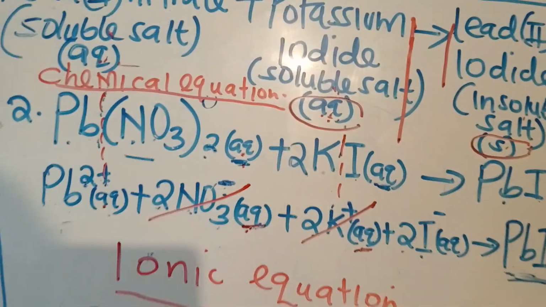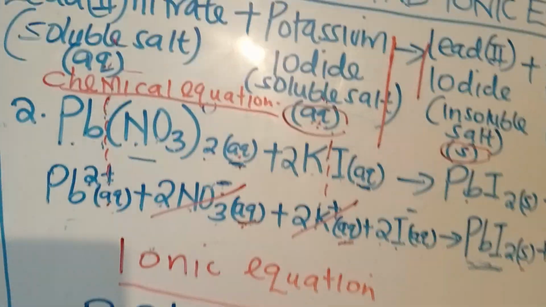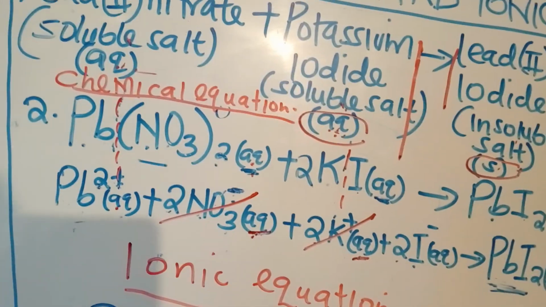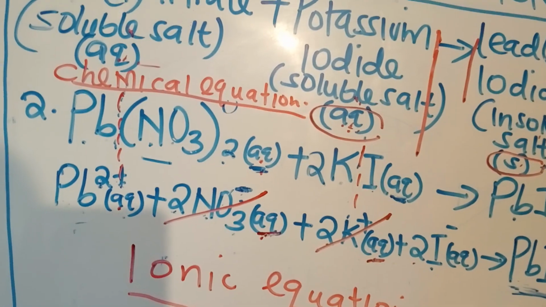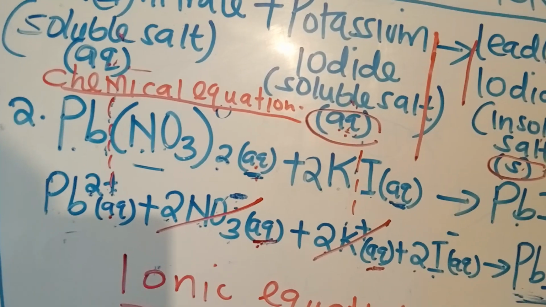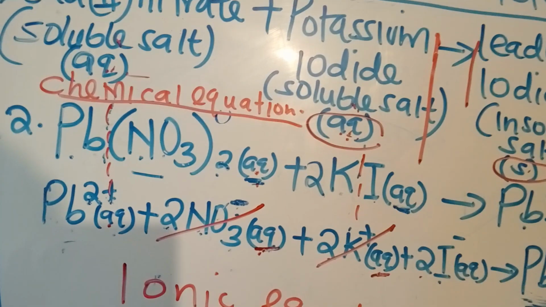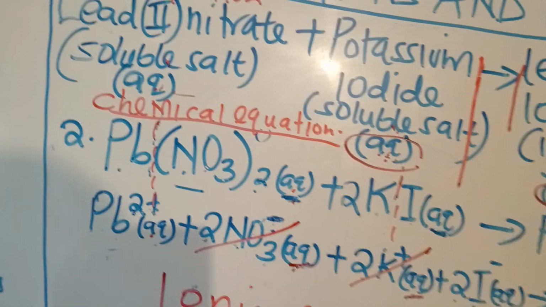This method that I have used in showing the ionic equation is one of the methods of preparing salts that we call the precipitation method or the double decomposition method.